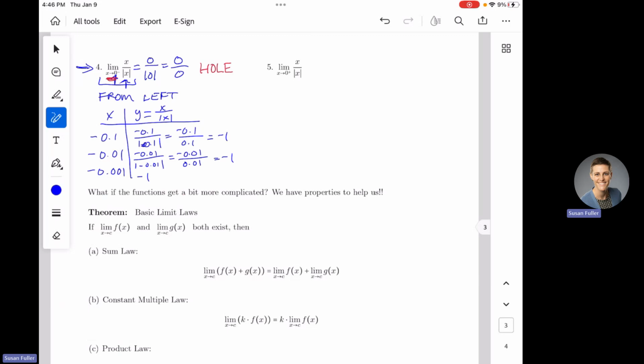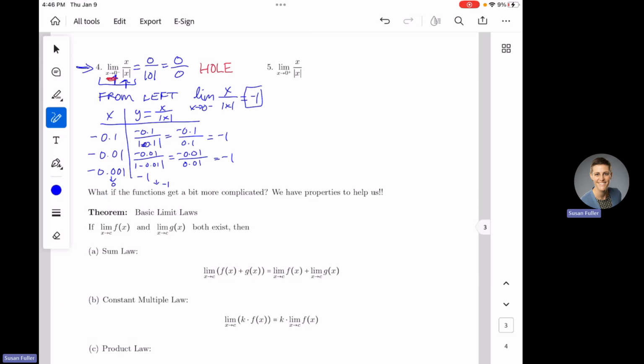So that means the limit as x approaches 0 from the left, as x goes to 0, these values are heading toward, yep, negative 1. It doesn't change. It's always going to stay negative 1. That is the limit as we get closer and closer to 0. So this limit, x approaches 0 from the left of my function, that limit is negative 1.